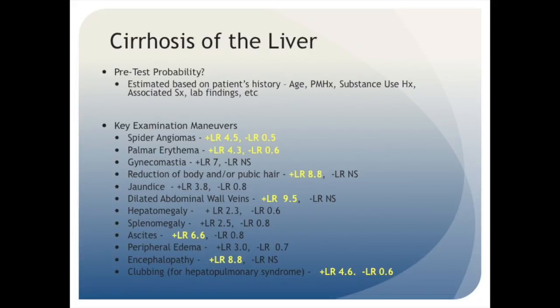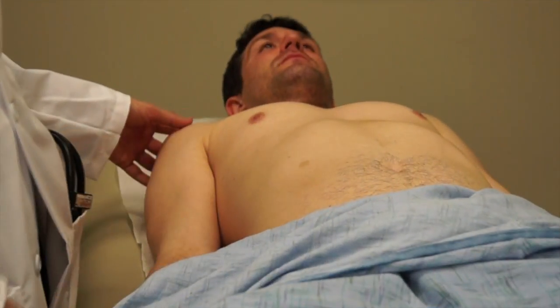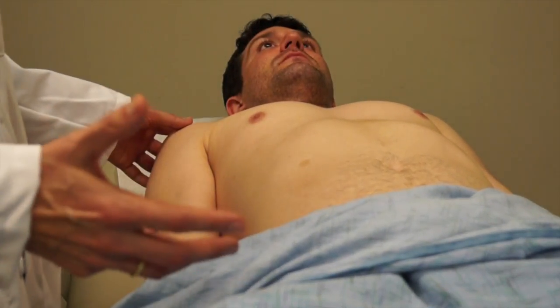That being said, it's important to learn how to do a good liver and spleen exam to assess for hepatomegaly and splenomegaly as part of the abdominal exam. Here to teach us more is Dr. Mark Henderson. Now we're going to demonstrate how to examine for hepatomegaly, or an enlarged liver.